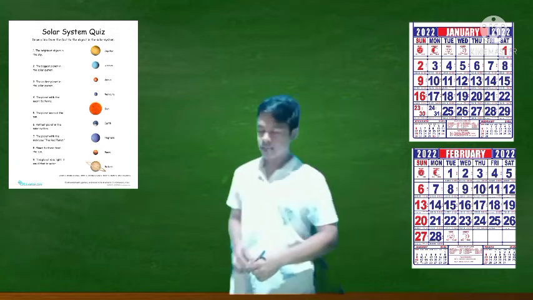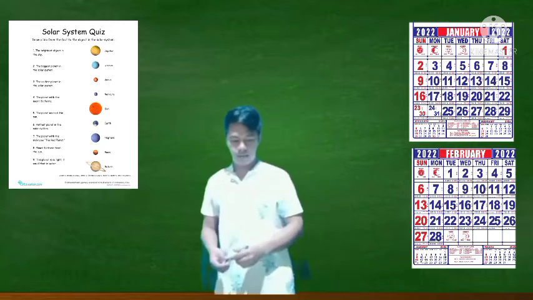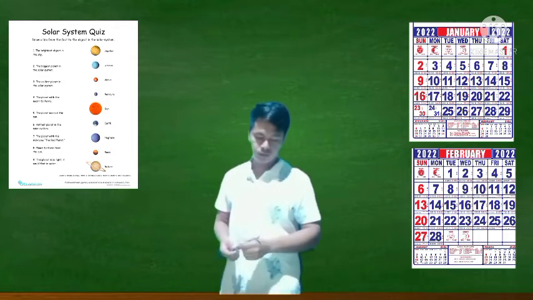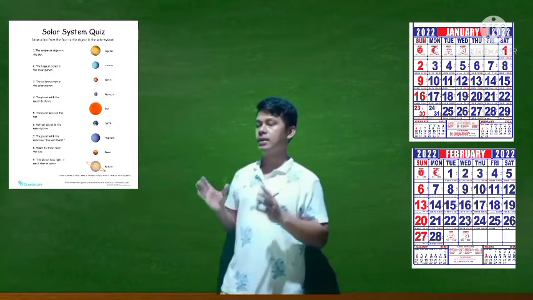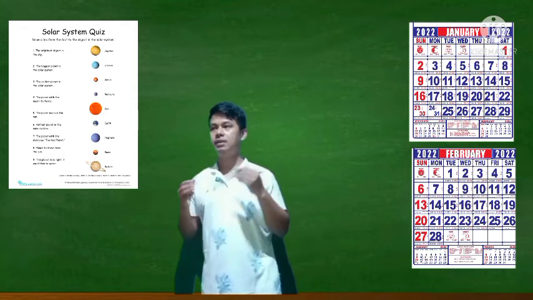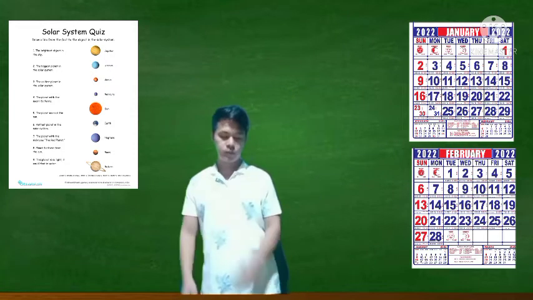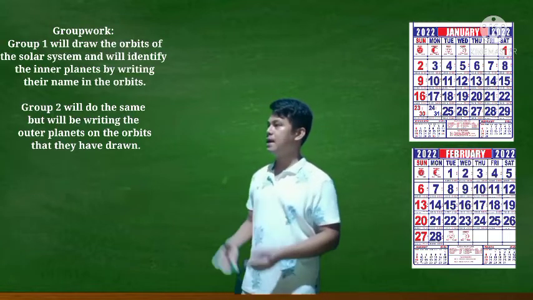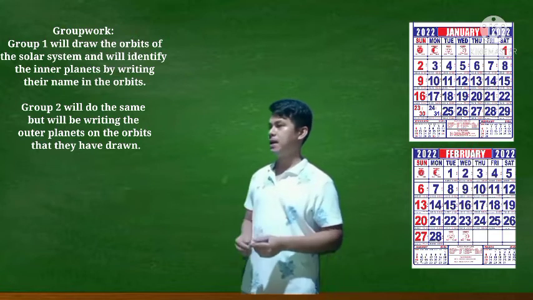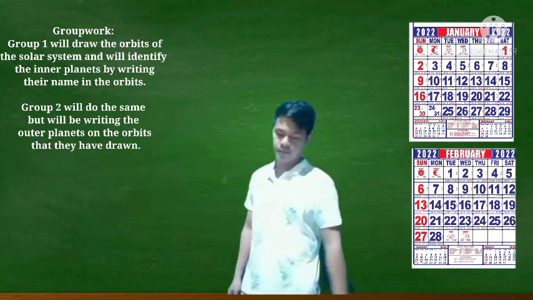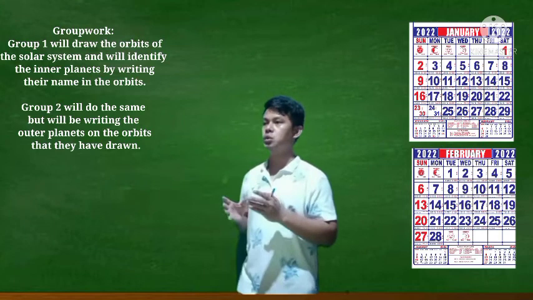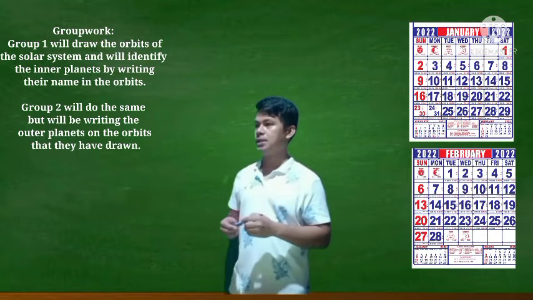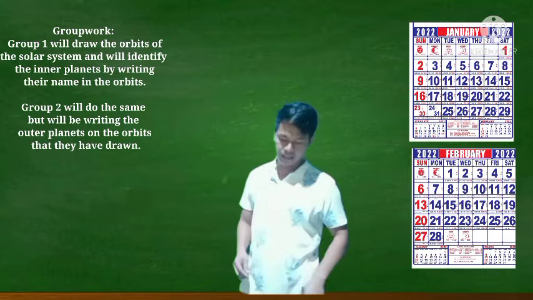Alright, so grade 6. Are you done with your set work number 1? Okay, I am now requesting you to please pass your notebooks in front. And now for your group activity, grade 6, I want you to divide the class also into 2 groups. And for group 1, you are going to draw the orbits of the solar system and identify the inner planets in it by writing its name in its orbit. And for group 2, you are also going to do the same, but you are going to identify the outer planets by writing its name on its orbit.